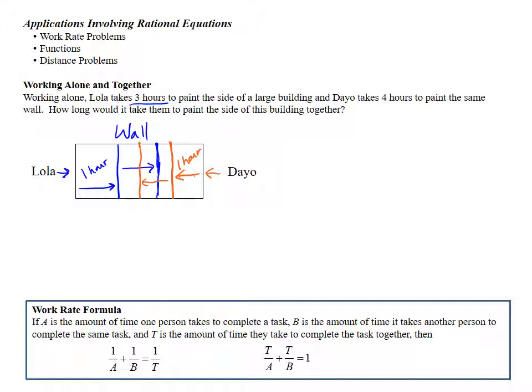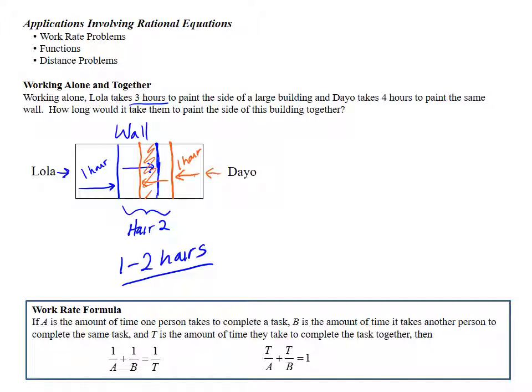If you look at that, they end up overlapping at a certain point. So in hour 2, they end up meeting each other. So they're going to complete this task sometime in hour 2. It's going to take them between 1 and 2 hours to paint this wall together. Well, how can we figure out exactly how much time it takes them? We have a formula for that.